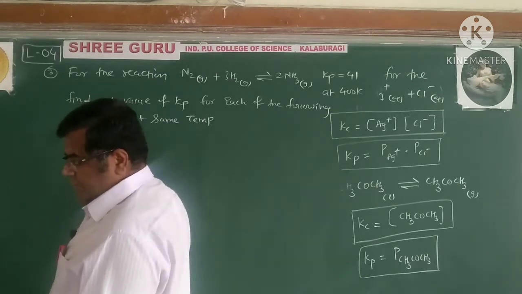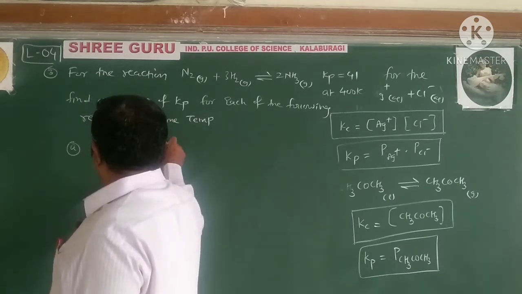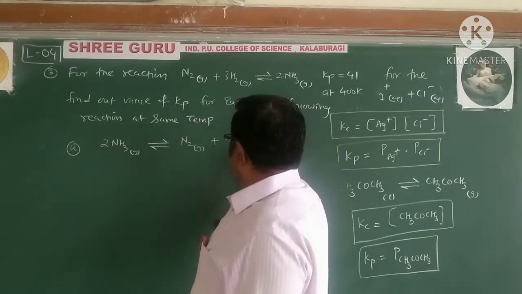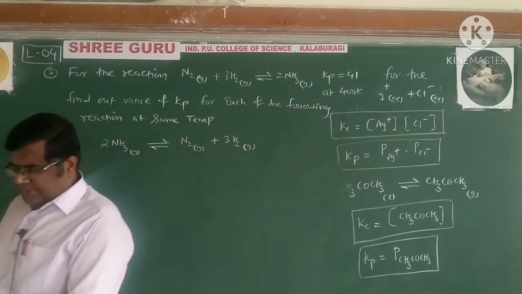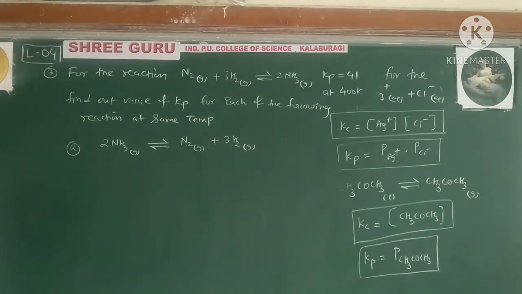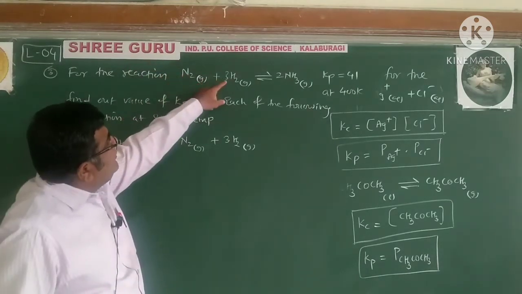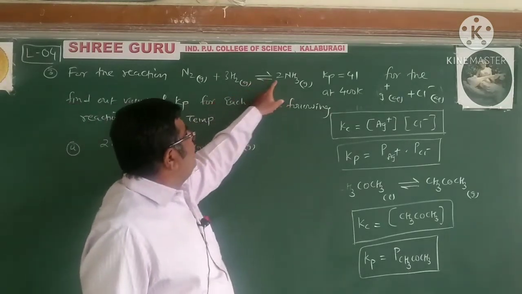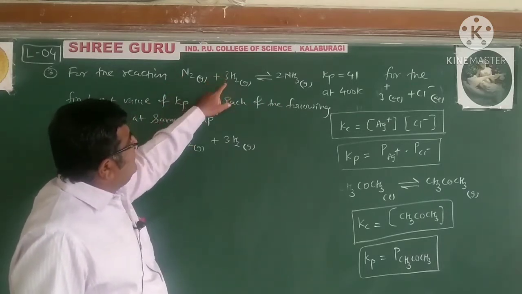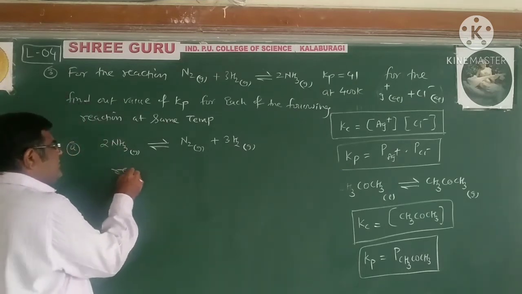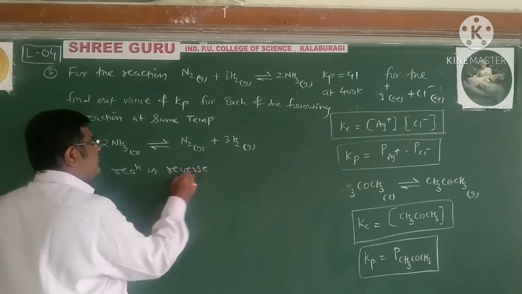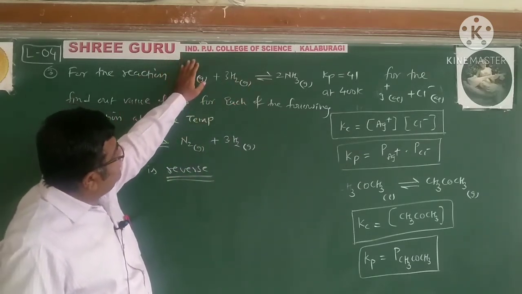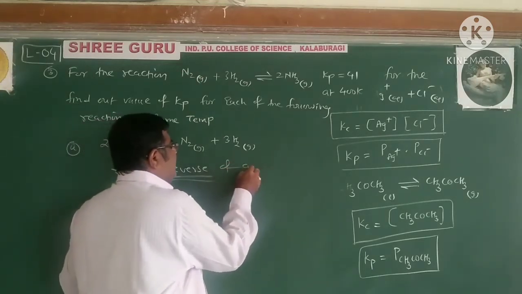The first is 2 moles of NH3 in gaseous state gives nitrogen in gaseous state and 3 moles of hydrogen in gaseous state. Now we can compare these two equations. Nitrogen and hydrogen are reactants there, here they are products. Ammonia is a product there, here it is a reactant. 2 moles of NH3, nitrogen, 3 moles of hydrogen. So the reaction is reverse, because the product of the given reaction is the reactant of this reaction, and the reactant of the given reaction is the product of this reaction.